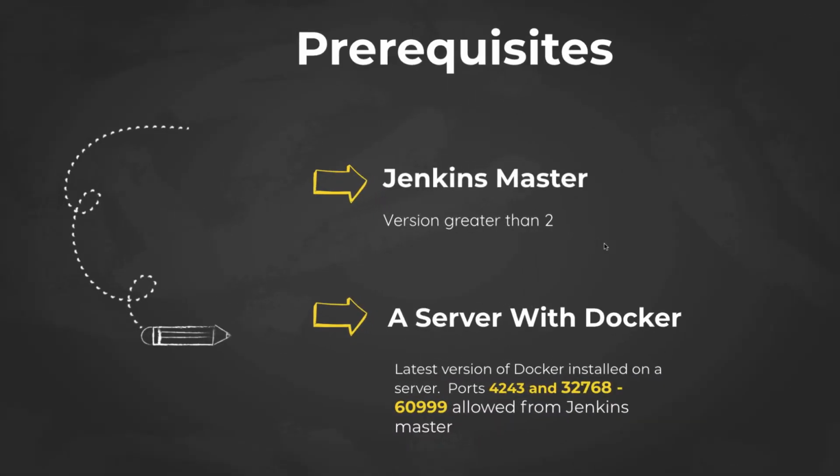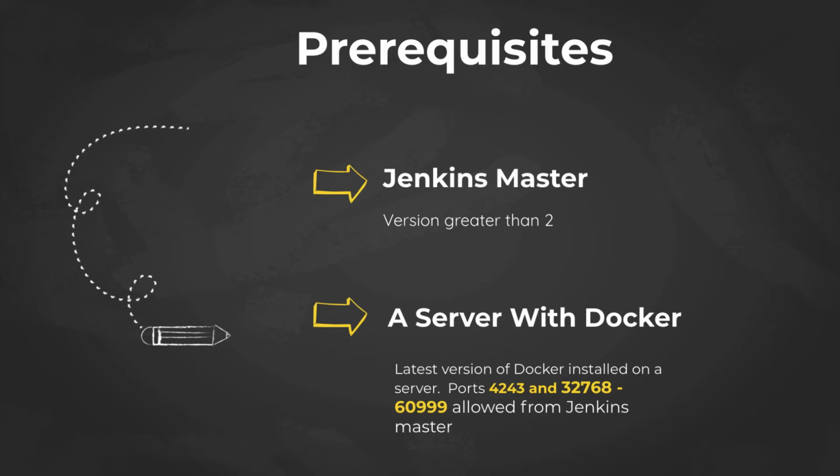There are two main prerequisites for this guide. First one is a working Jenkins master setup, preferably the latest version, and a dedicated server with the latest Docker installed, and here is a very important configuration. This server should allow traffic from the Jenkins master on port 4243 and 32,768 to 60,999. This is not just two ports, it's a range of ports. The big port range will be used by Docker to randomly assign a host port for Jenkins to connect to the newly created container.